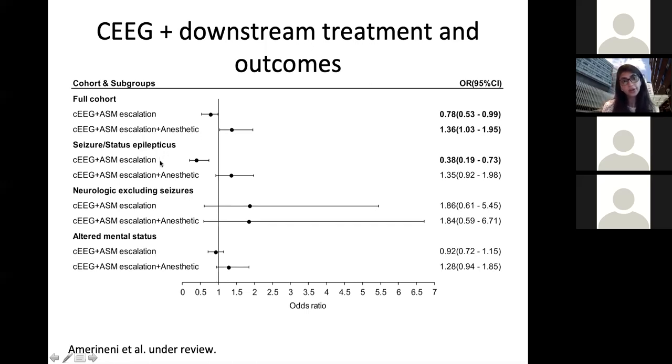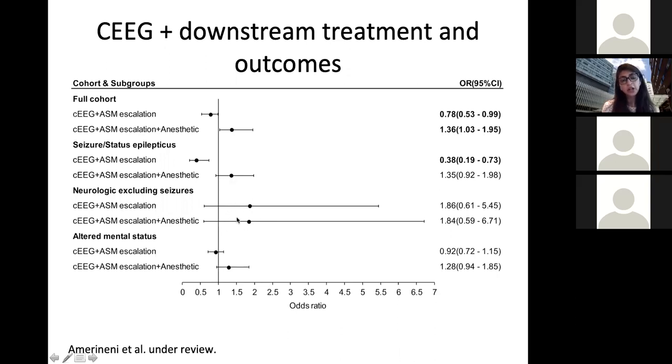Similarly, in our cohort of patients that were admitted with seizures or status epilepticus, CEEG use followed by anti-seizure medication escalation alone, in the absence of anesthetic use, showed lower odds for discharge mortality. However, when we looked at anti-seizure medications along with anesthetics in these patients, they had higher odds for discharge mortality.